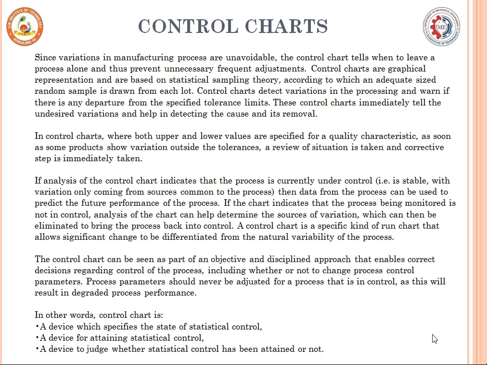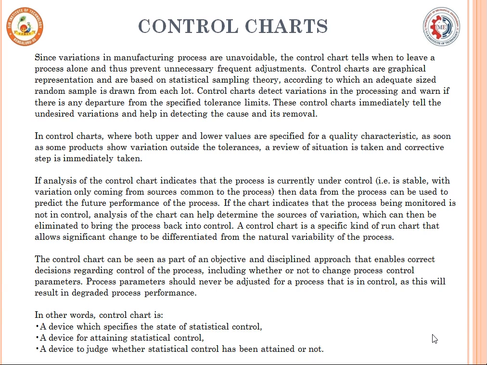So in control charts, what it is going to define is that you set the upper and lower values specified for the quality characteristics. As soon as some products show variations outside the tolerance, a review of the situation is taken and corrective steps are immediately taken. The control charts indicate that the process is currently under control. Then data from the process can be used to predict the future performance of the process. Variations in manufacturing are unavoidable, so control charts tell when to leave a process alone and thus prevent unnecessary frequent adjustments.